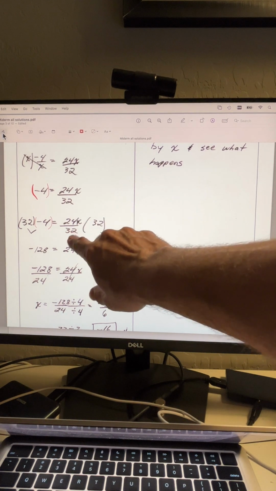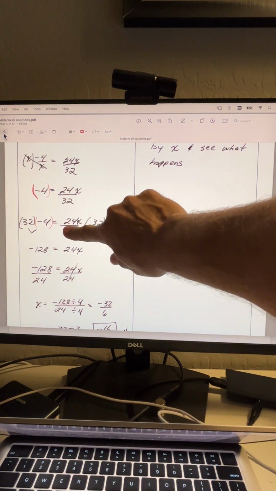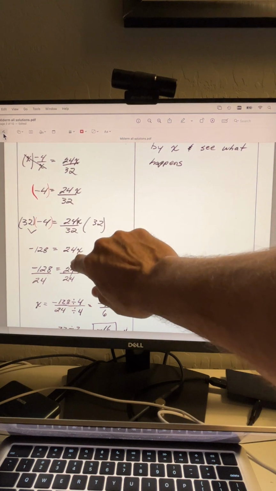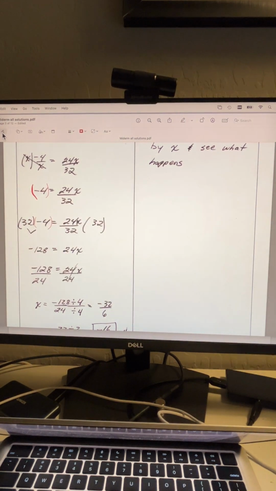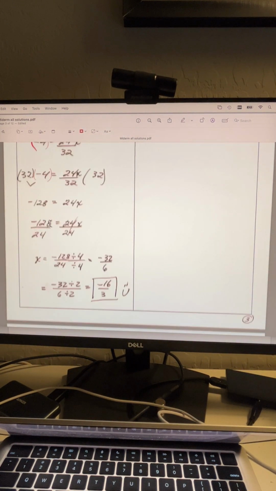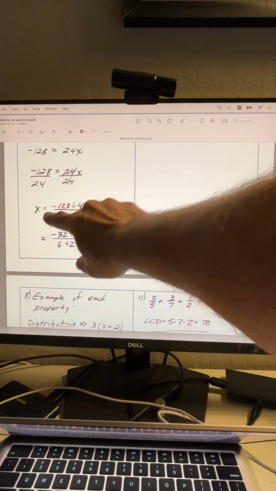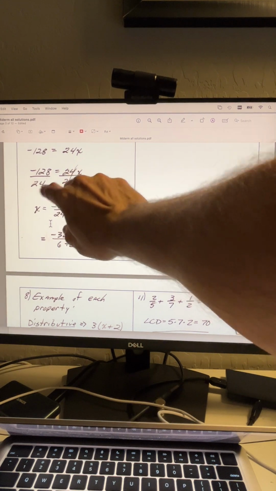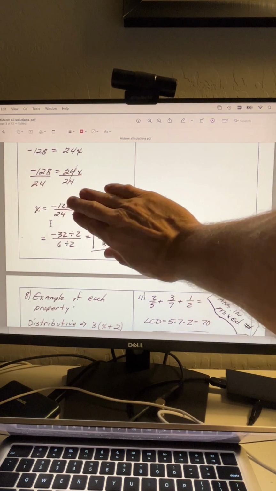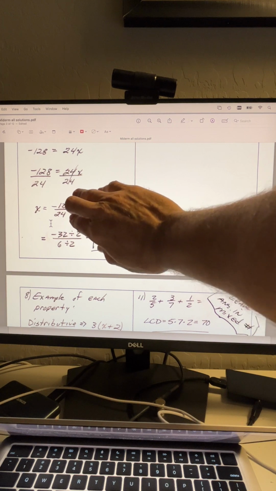So now we're multiplying both by 32 to cancel the 32. And look, I didn't write it, I didn't cancel it, but this times this is negative 128. And then hopefully by now you're, divide by this. And then I got, we divided both sides by 24. And then I'm going to show you the reducing.